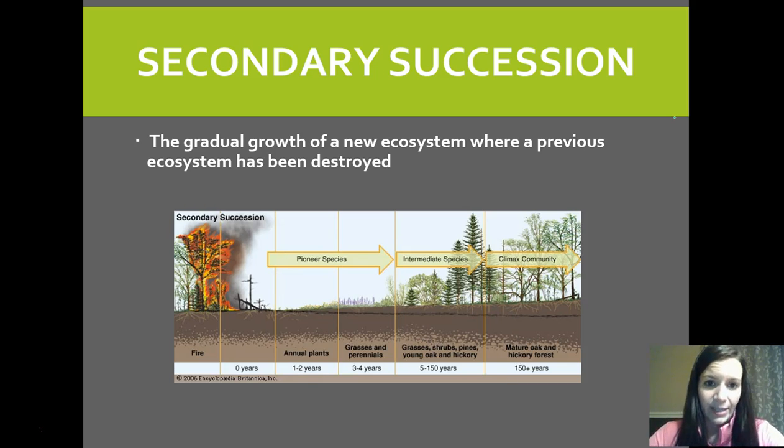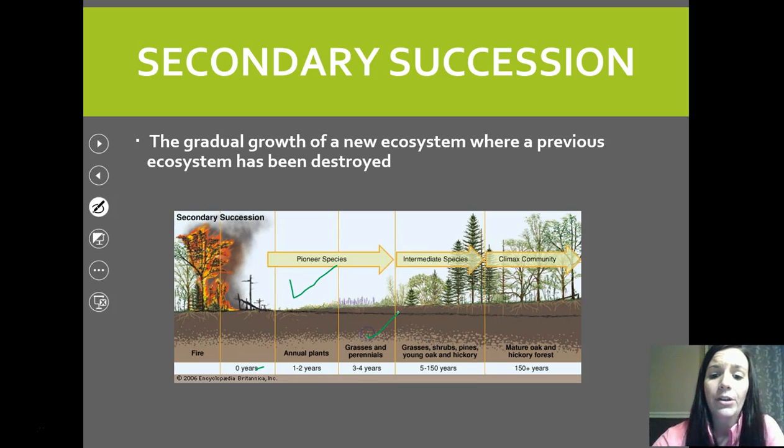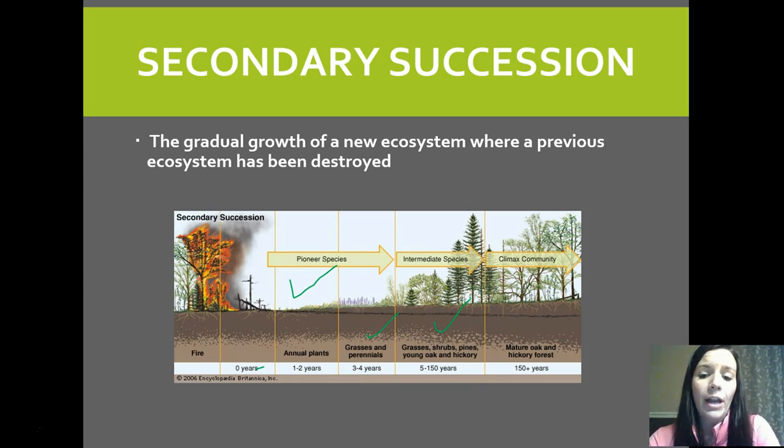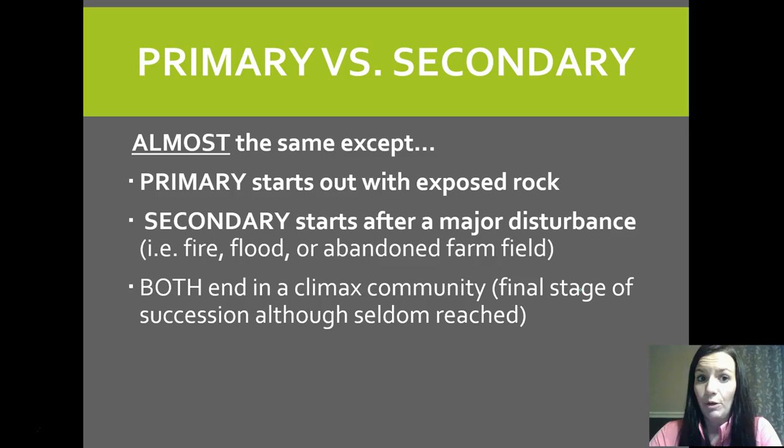In secondary succession, there used to be an ecosystem, but it's been destroyed, whether that's a weather event, a forest fire, sometimes it's even things that's left alone, such as an abandoned farm field that's left to grow and eventually it becomes a climax community. So once again, we start with our pioneer species, but notice that we're not starting from rock. There's already soil in this ecosystem. From there, you have your grasses and your perennials, your shrub, pines, young oak, hickory, and then those mature oak trees and hickory trees that form that climax community.